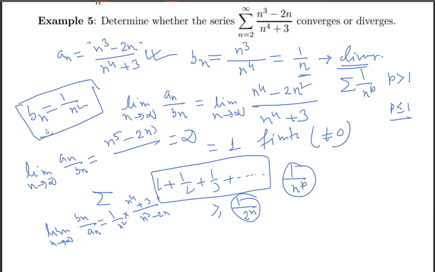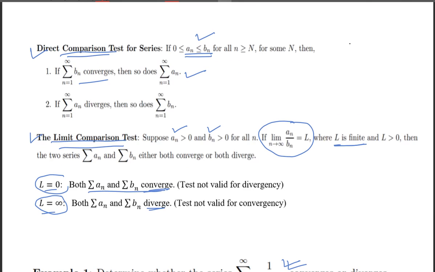Now it is coming 0, sir. Sir, their Bn is 1 by n. Bn is 1 by n square. He is saying that Bn is equal to 1 by n square. But we must take an by bn now, sir, according to the theorem. Yes, it's correct. You have to take always an by bn. This is a standard form.